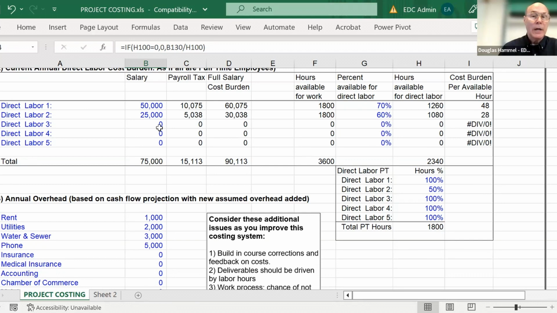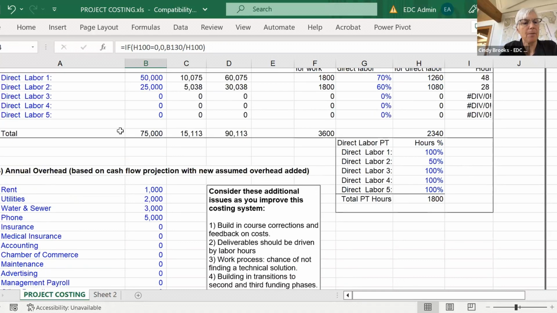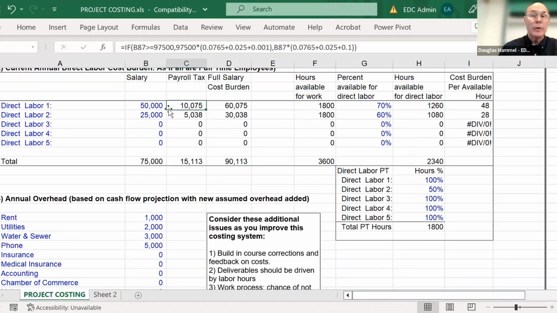No, it's not, because in this, these are all direct labor hours. There are no direct labor expenses down in overhead. So the payroll tax is for somebody else then? No, these payroll taxes are for this particular employee.